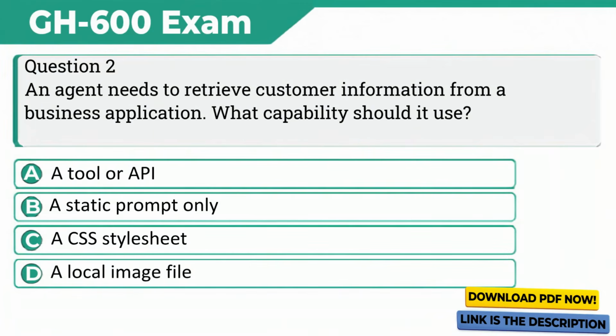Question 2. An agent needs to retrieve customer information from a business application. What capability should it use? A. A tool or API. B. A static prompt only. C. A CSS style sheet. D. A local image file.